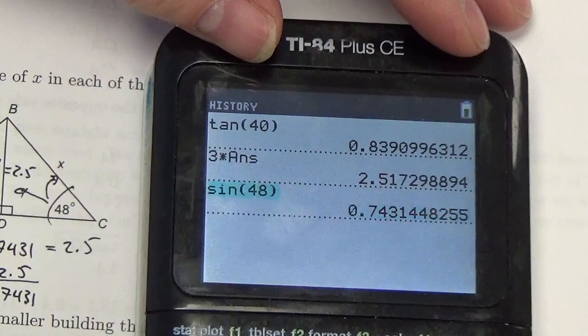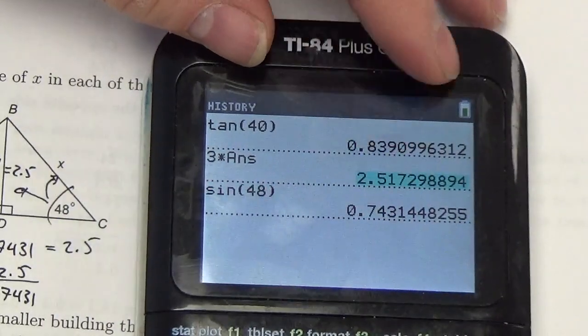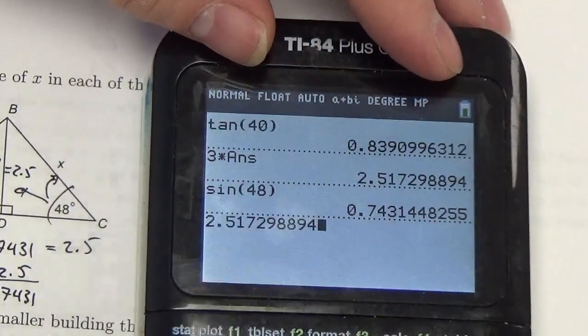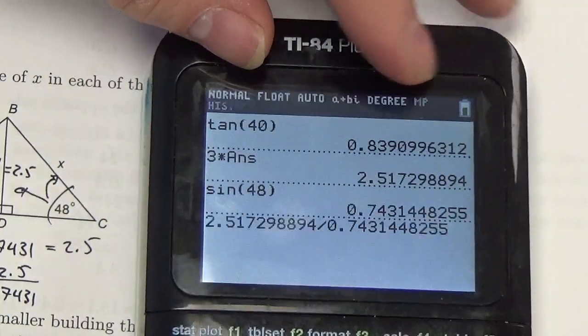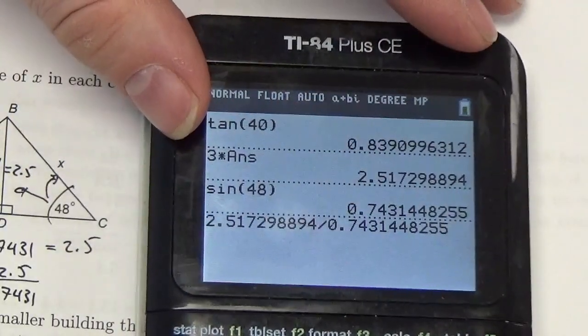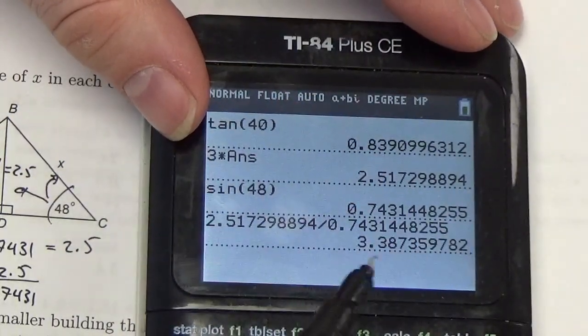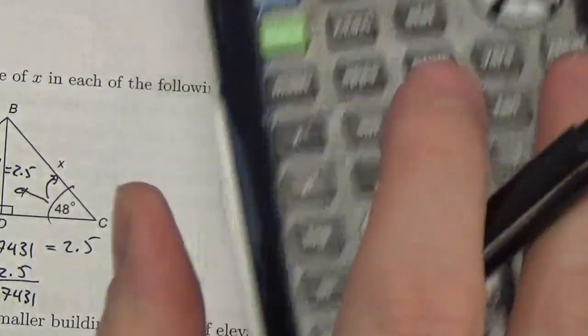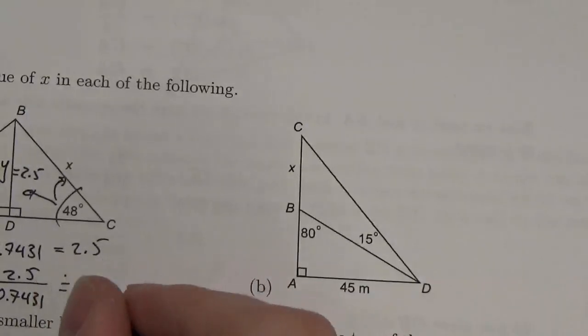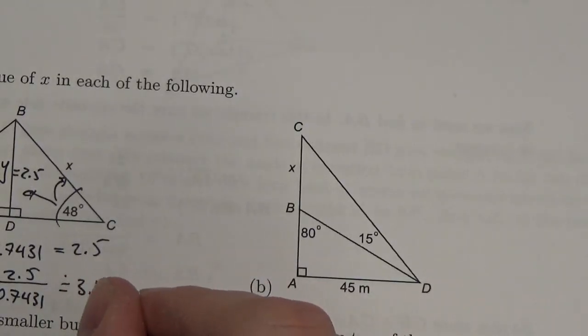So what I'm going to do is go up here and grab this number right here. When I press enter, it pulls it down. And I'm going to divide that by this number right here. Again, I just use my arrow keys to go up and highlight it, press enter, and it puts it down right there. So now when I press enter and round that, I'm going to get the best possible answer I could get here, okay? And I'm going to get 3.4. Okay, approximately 3.4 meters.